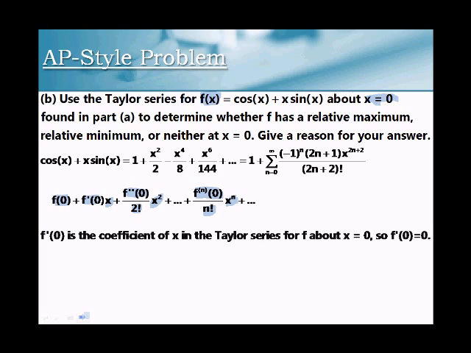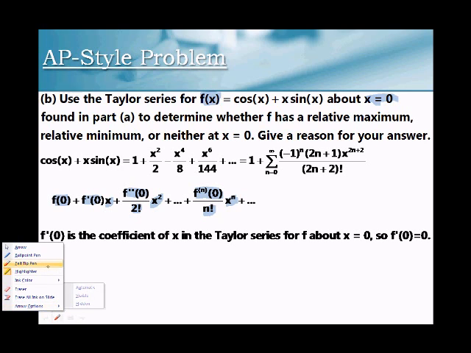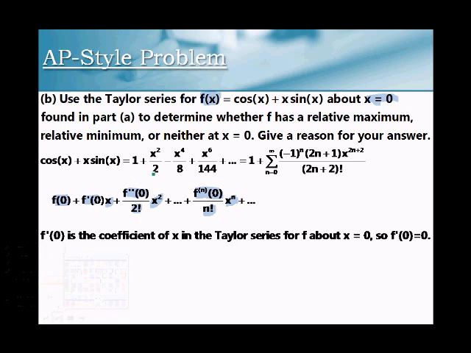So f prime of 0 is the coefficient of x in the Taylor series for this function at x equals 0. And so actually, look at this. Between the 1 and the x squared over 2, there's a 0x hanging out in there. And so what that implies is that f prime of 0 equals 0.